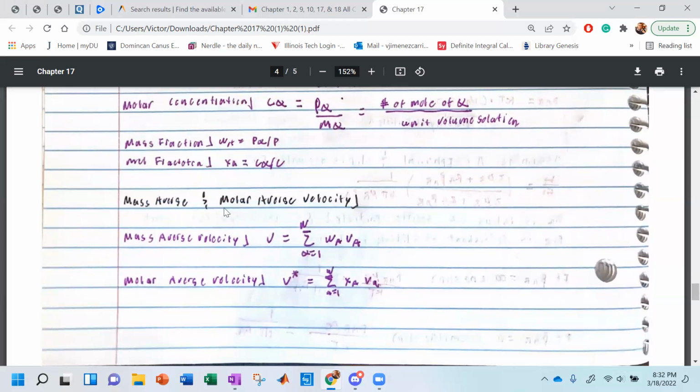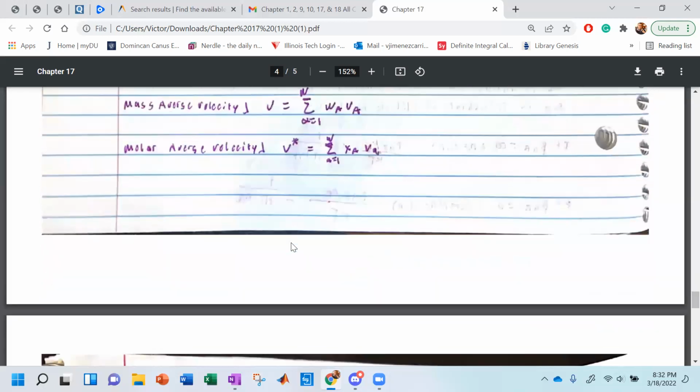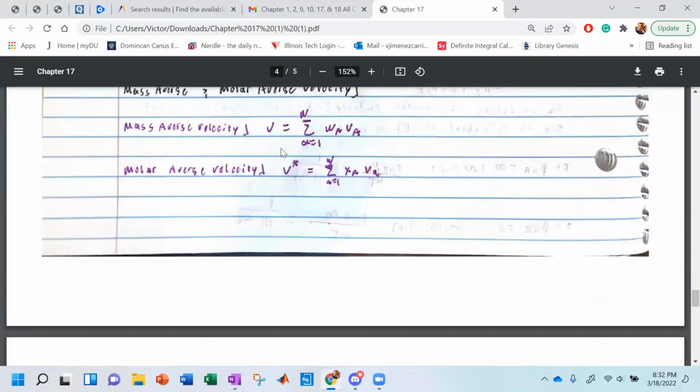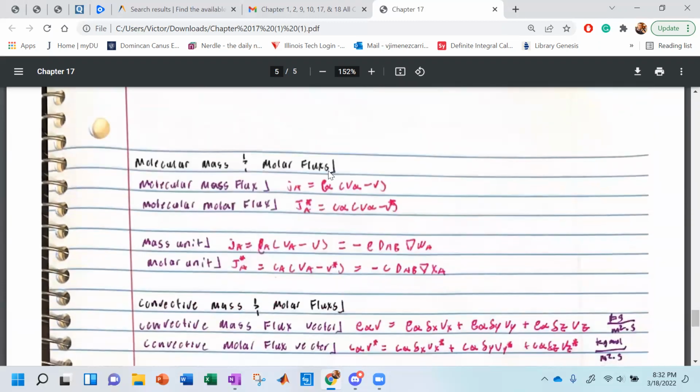In a similar sense, everything is the same, basically. Average mass velocity and an average molar velocity. You get V equals the summation of the mass fraction times the velocity. And in a similar sense, you get XA times the velocity of that said direction. It's V star, because they call it a different term, but it's still velocity.